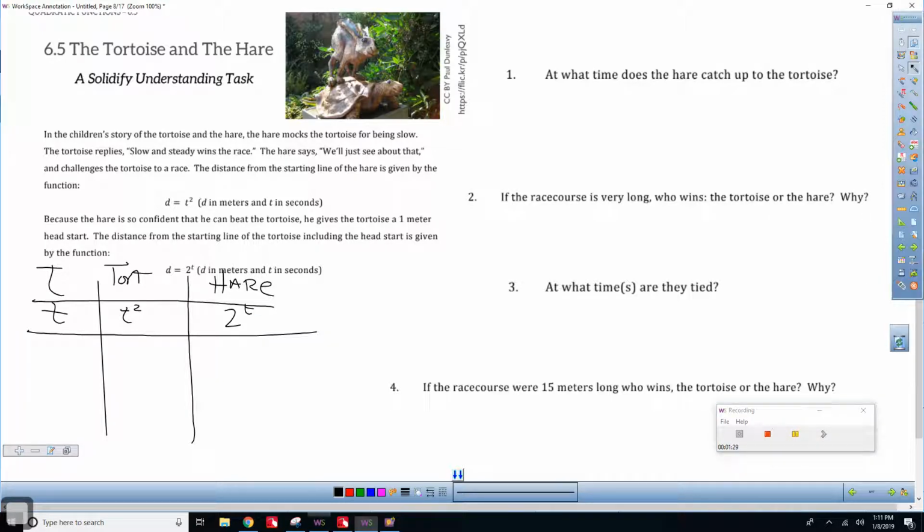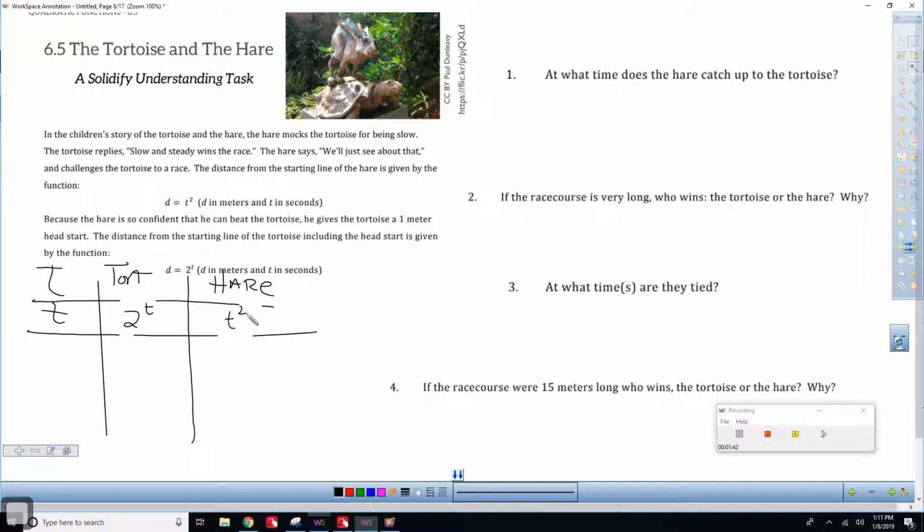Alright, I have those switched. So the tortoise is 2 to the t. He's the one with the head start. Duh. The tortoise is 2 to the t, and the hare is t squared. Okay. One of the hardest things about algebra is reading carefully, following the directions.